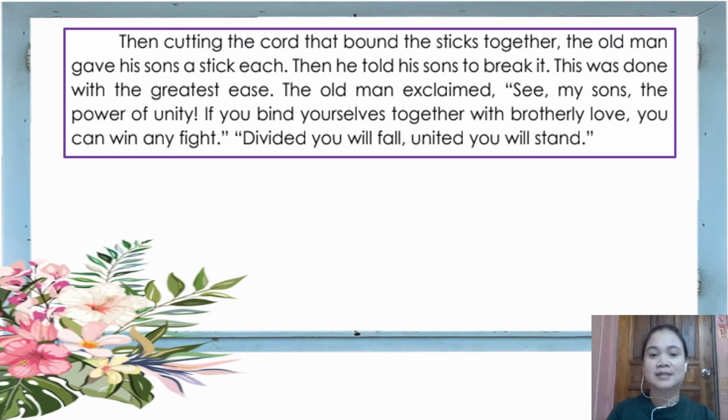The old man exclaimed, "See, my sons, the power of unity. If you bind yourselves together with brotherly love, you can win any fight. Divided, you will fall; united, you will stand." Did you understand the story?